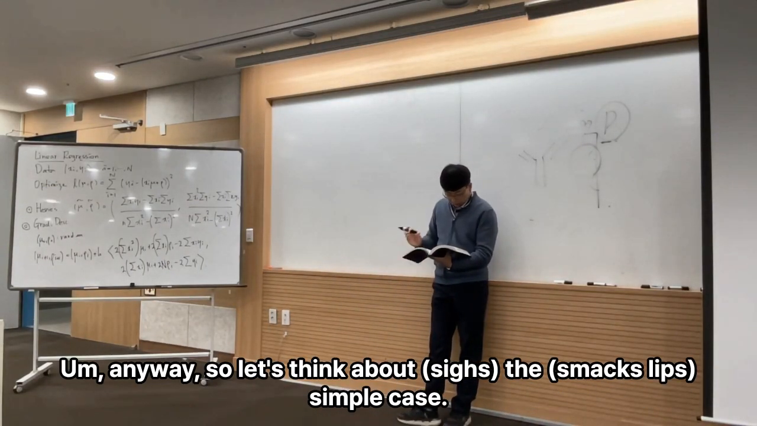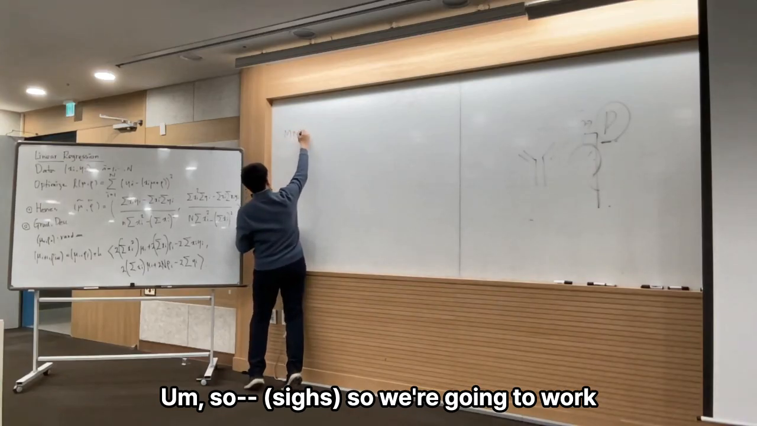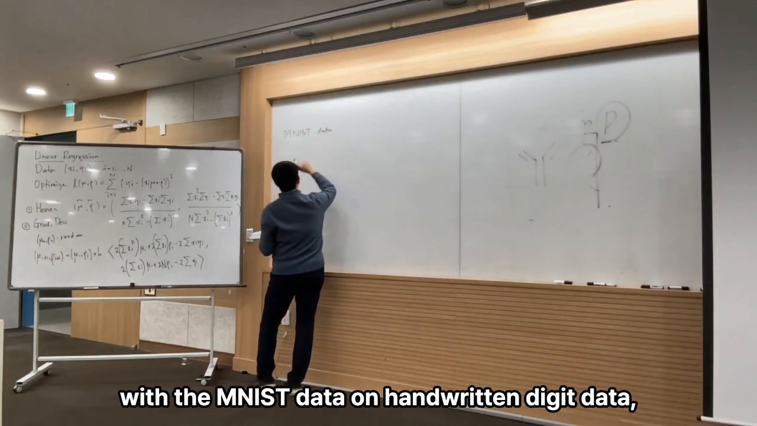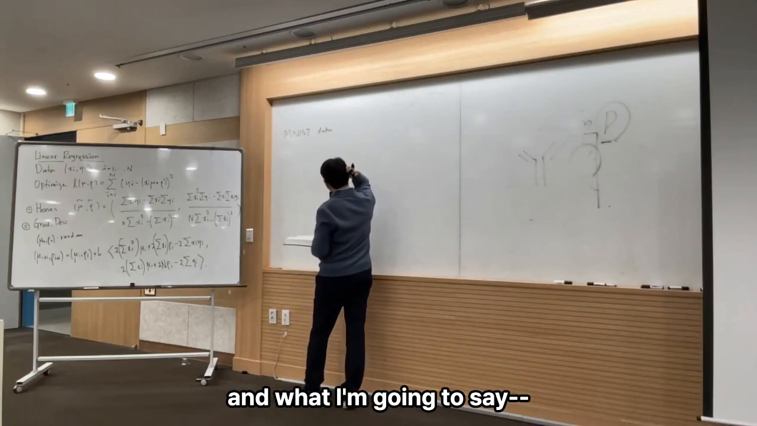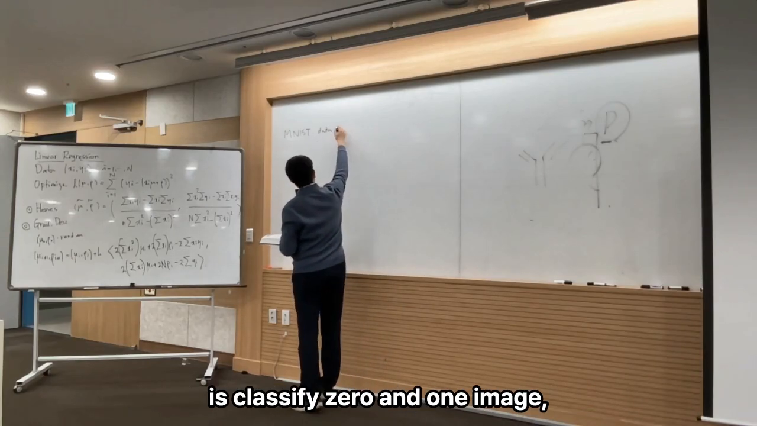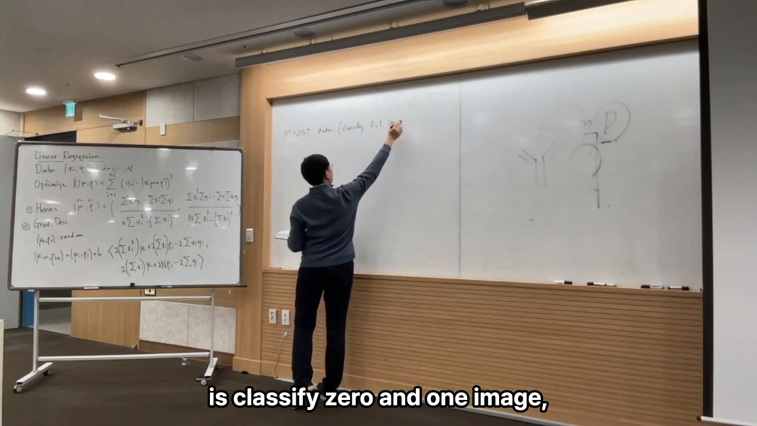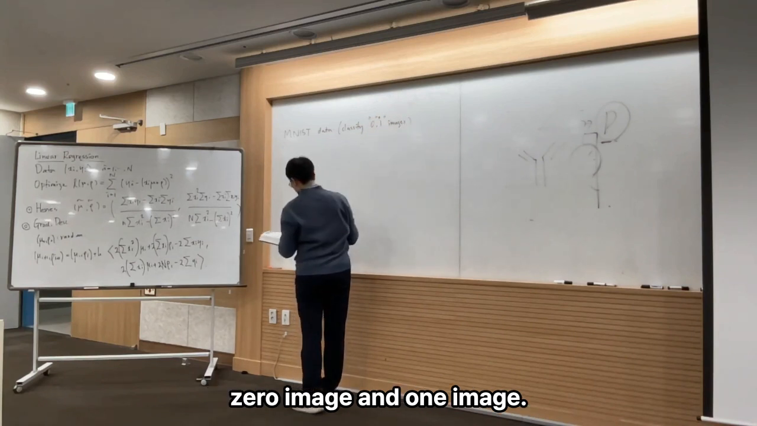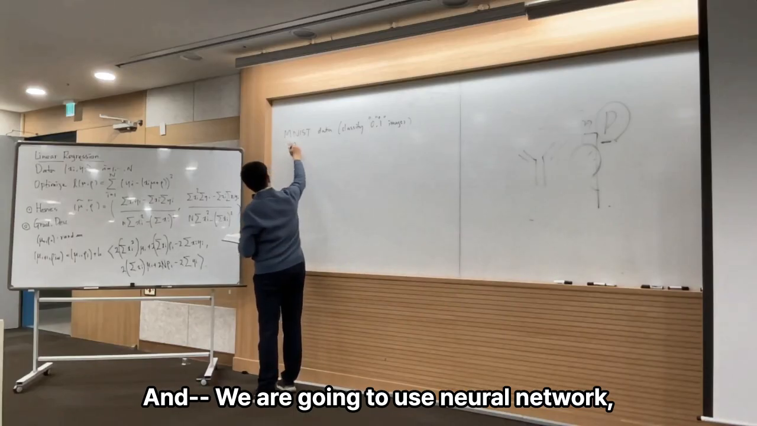Anyway, so let's think about the simple case. We're going to work with the MNIST data, or handwritten digit data. And what I'm going to do is classify 0 and 1 images, 0 image and 1 image. I'll show you what they look like. And we're going to use a neural network.